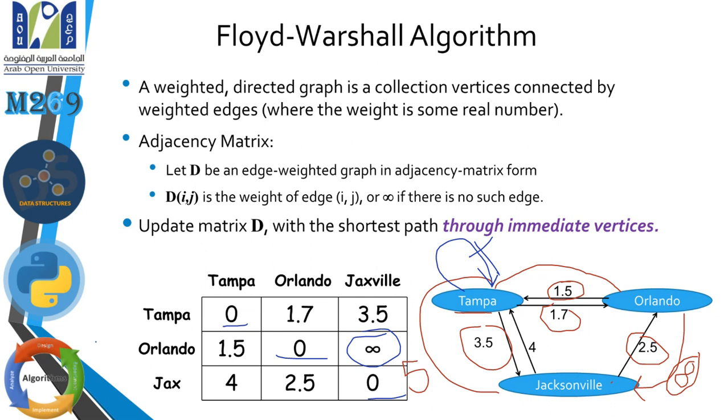I want you also to understand how we read the values. We start from the row and then the column. So 1.7 is the row from Tampa to Orlando, not from Orlando to Tampa, because from Orlando to Tampa is 1.5. So we start from the rows first and then the column.